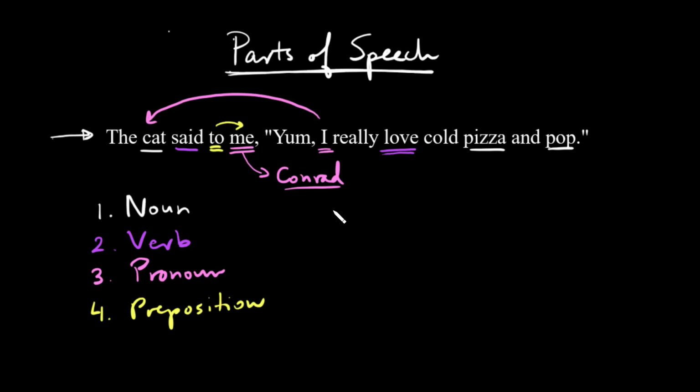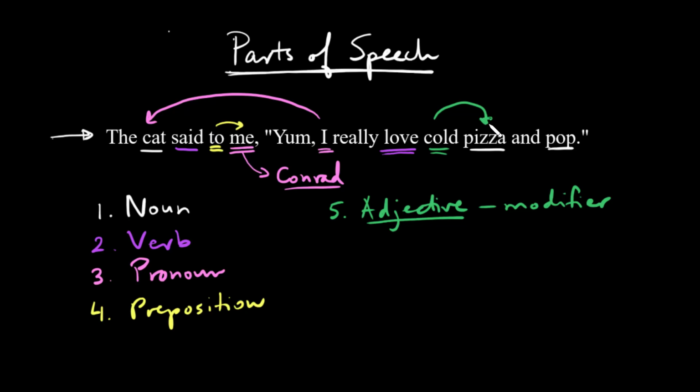Another part of speech that we can use is an adjective. So 5 is an adjective. And an adjective is a word that modifies another word. So we call this a modifier. And what adjectives modify is nouns. So in this case we have cold, and the word cold modifies pizza. Now you can also see that there's this other little word at the beginning here, the, which also seems to modify a noun. So cat is the noun, and we say the cat. But the word the is a little bit tricky.